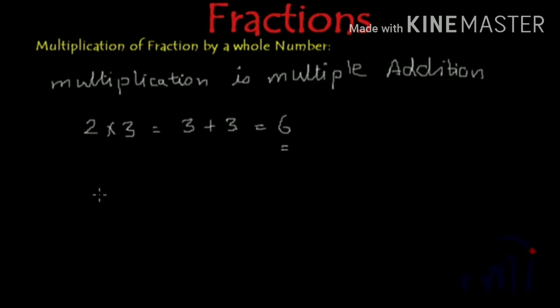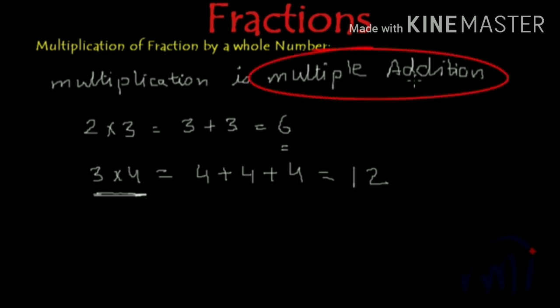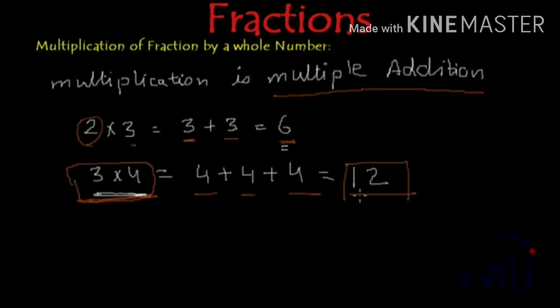So let us take one more example. 3 into 4. It is 3 times of 4, right? 3 times of 4. So 4 plus 4 plus 4. So 4 plus 4 is 8 and 8 plus 4 is 12. So in tables we say it as 3 4s are 12. Okay, so the actual meaning of multiplication is nothing but multiple addition, or we can say repeated addition. So this was in case of both the numbers being whole numbers.